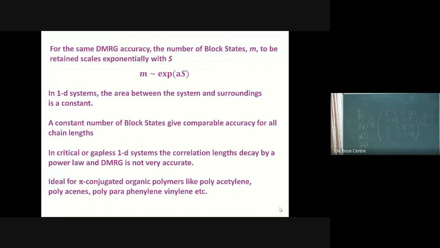So that's what I said. M goes as exponential of s, and in gapless one-dimensional systems, this is what happens.